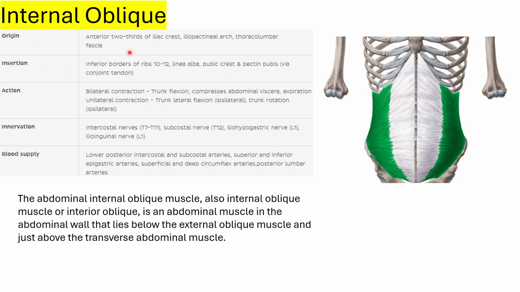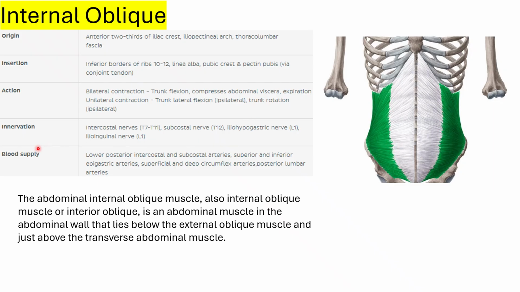The origin is the anterior two-thirds of iliac crest, iliopectineal arch, and thoracolumbar fascia. Insertion is the inferior borders of ribs 10 to 12, linea alba, pubic crest, or pecten pubis via conjoint tendon. Action is bilateral contraction: trunk flexion, compress abdominal viscera, expiration. Unilateral contraction: trunk lateral flexion ipsilateral, trunk rotation ipsilateral, so equal on both sides.